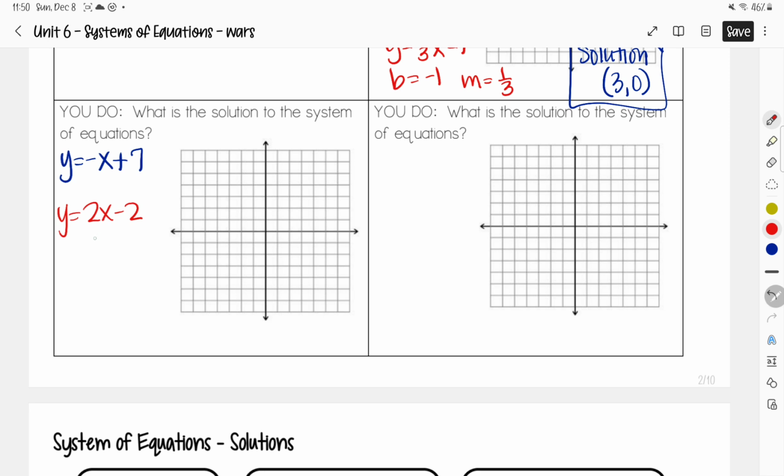So for the second one, my y-intercept is -2. My slope is 2, which I need to make into a fraction, so I put it over 1. This top one, my y-intercept is 7, and my slope is again -1, because there's a 1 right there, and then we just put it over 1 to make it a fraction. So I start at 7, which is way up here at the top, and then go down 1 over 1, down 1 over 1, down 1 over 1. Grab my straight edge and draw a line.